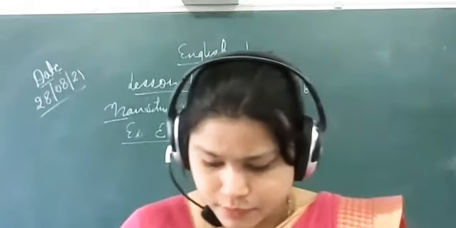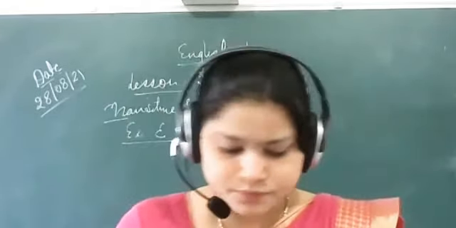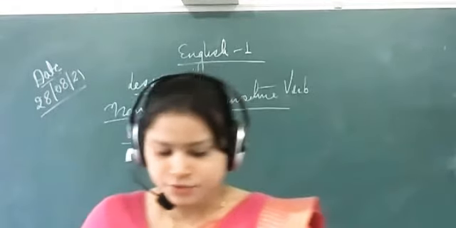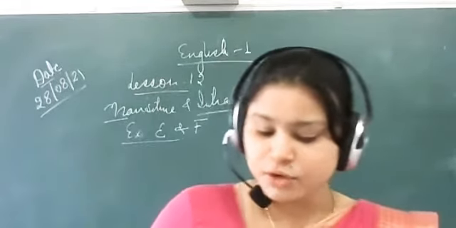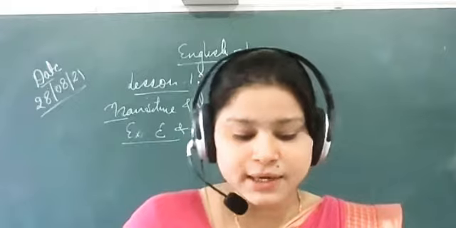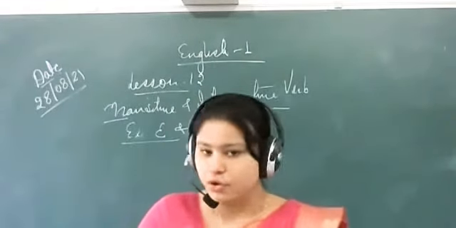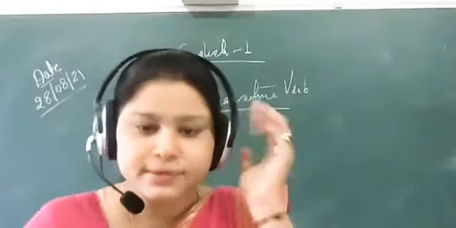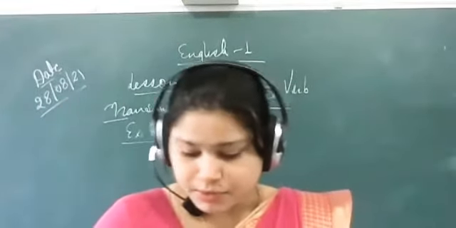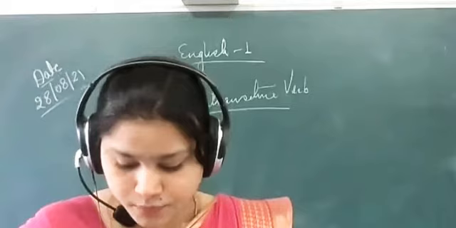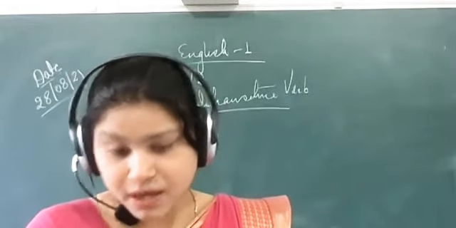Now exercise E. What to do here? Here you have to identify the object and underline the objective complement. In this exercise, you have to find out the object as well as underline the objective complement. See the first one: The doctor pronounced him unfit.